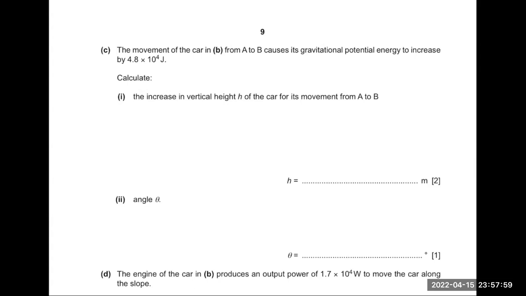The only thing that they're asking you to find out is the height that it gains, or the vertical height gained. Now, you will use the formula for gravitational potential energy, which is equal to mg delta h, or change in height. The increase in gravitational potential energy is 4.8 into 10 raised to the power 4. The mass of the car, as given in the question, is 1700 times 9.81 times h, which is the height.